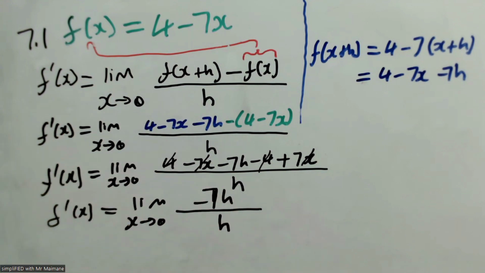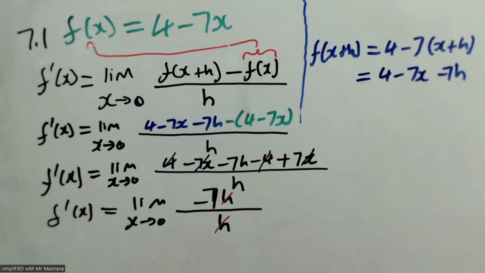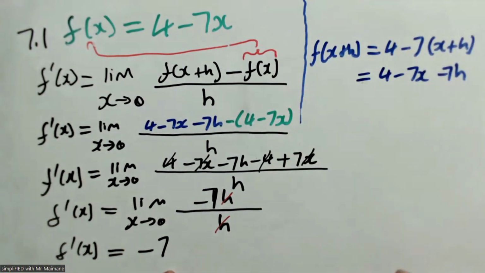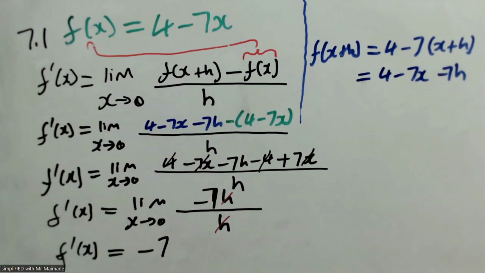Minus 7h over h. From here, obviously, we can see that the h will cancel. So we only have minus 7, which is our limit. Therefore, f prime x is equal to minus 7, because in the limit we've eliminated everything to be left with that. So f prime x of that is minus 7.